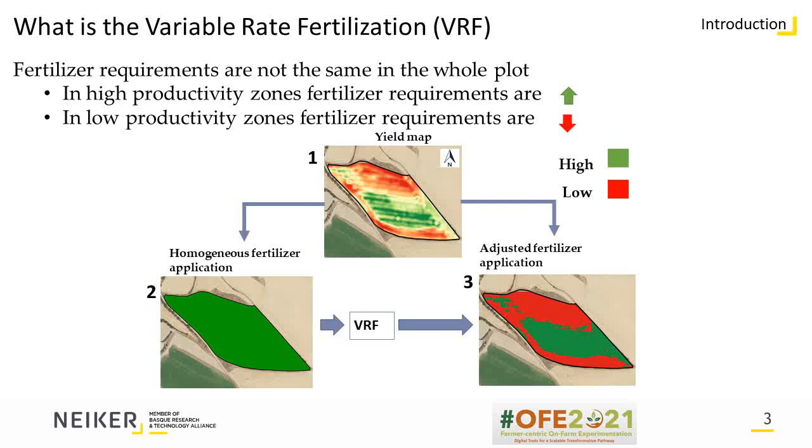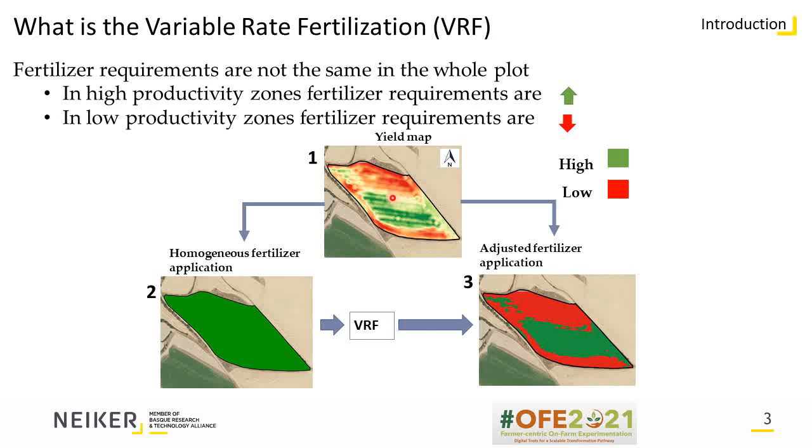But first of all, what is variable rate fertilization? Variable rate fertilization in precision agriculture refers to the application of fertilizer at the precise location or considering the requirements of the crop. For example, in wheat, the fertilizer dose is set taking into account the estimated final yield.